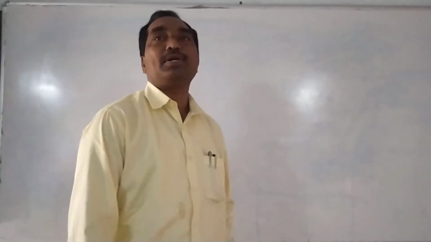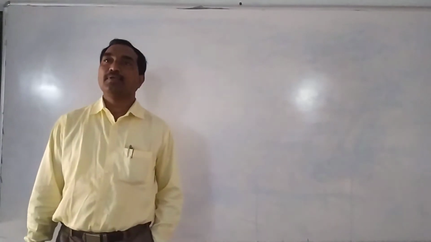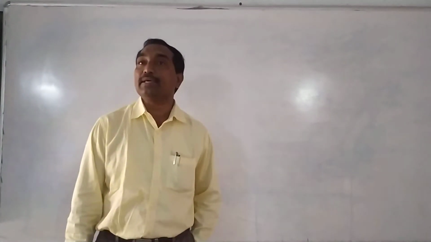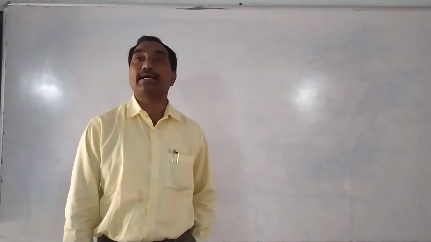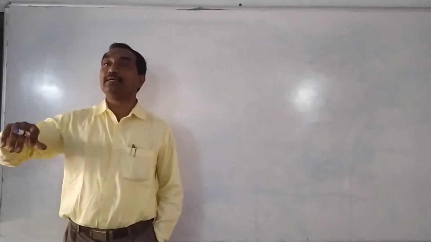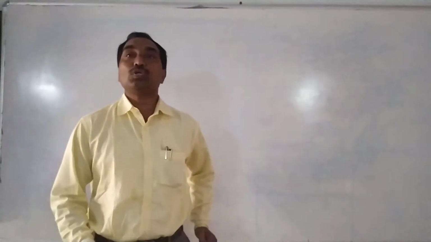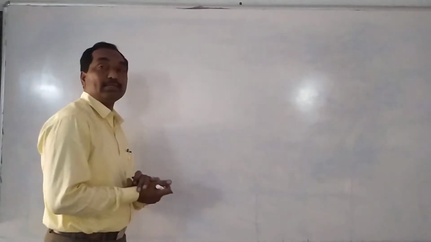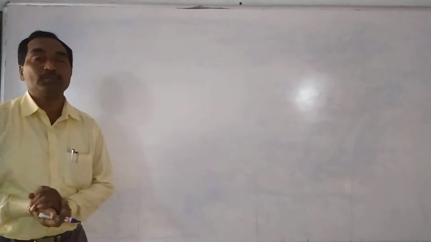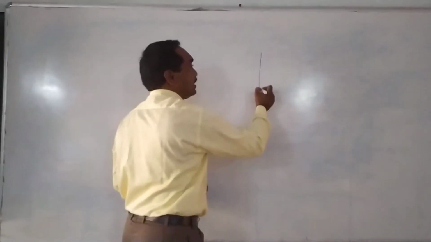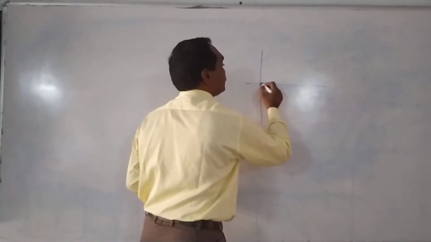We are discussing alternating currents. Alternating current is nothing but a current in which the direction changes alternately with equal intervals of time. The alternating current is in sinusoidal form, so the shape of the alternating current is like this.